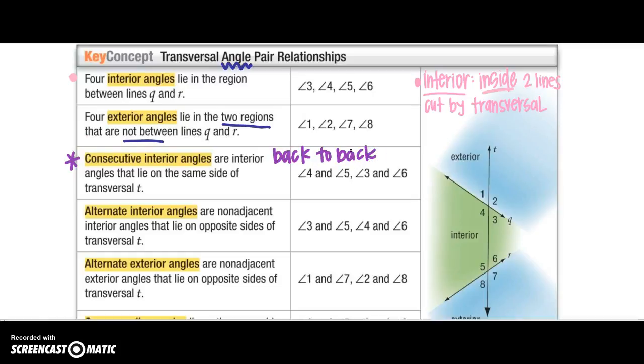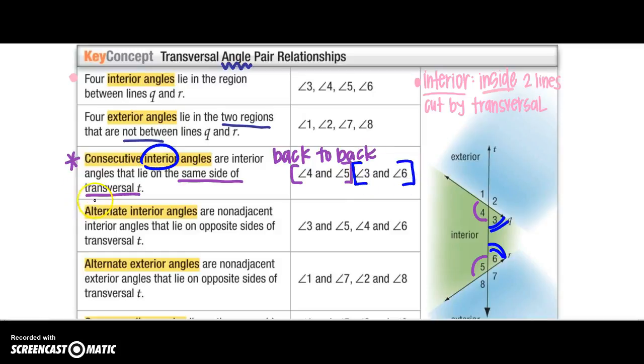And remember, they're on the same side of the transversal line. So angle 4 would be consecutive to angle 5. That's a pair. All of these are pairs. And then I would also say angle 3, interior right here, interior, and 6. Again, a pair.